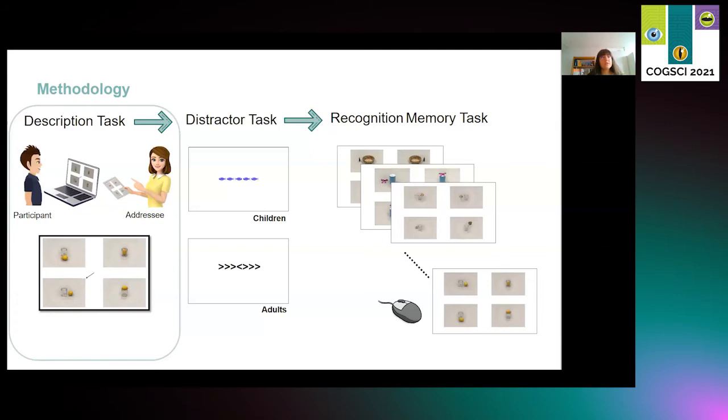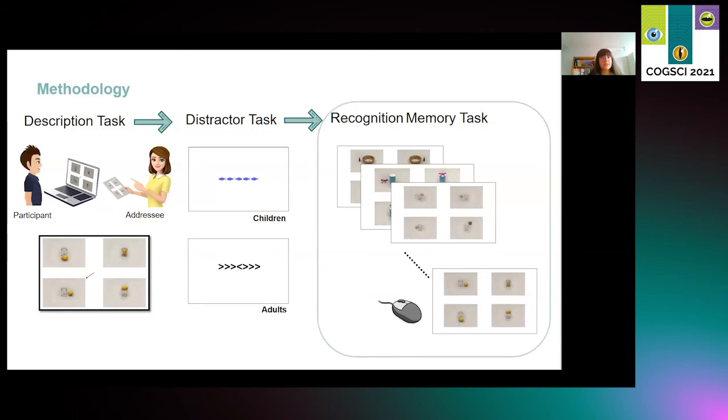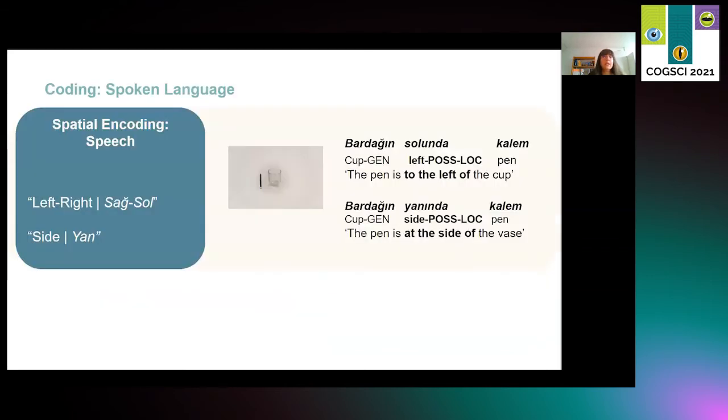After the description task is completed, participants were engaged in a distractor and later a surprise recognition memory task. In the recognition memory task, they received same displays without the arrow, and the display order and the arrangement of the 4 pictures in one display were randomized. Participants were asked to select the target picture that they had described during the description task by using the mouse. We coded participants' descriptions in speech gesture combinations, and in sign.